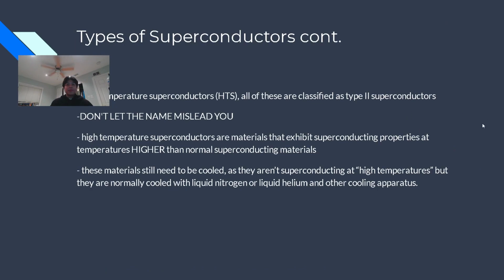So these high temperature superconductors are also classified as type 2 superconductors, which I said in the previous slide. But don't let the name mislead you, because high temperature superconductors are not materials that superconduct at high temperatures, but at temperatures higher than normal superconducting materials, which means that although it's at a higher temperature than normal superconducting materials, it's still not a high temperature.